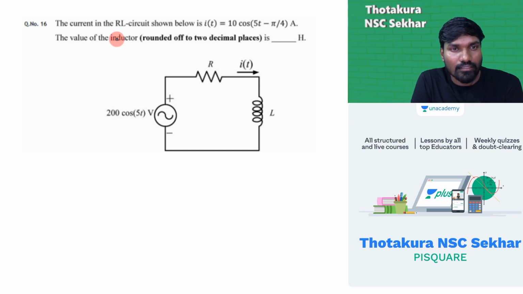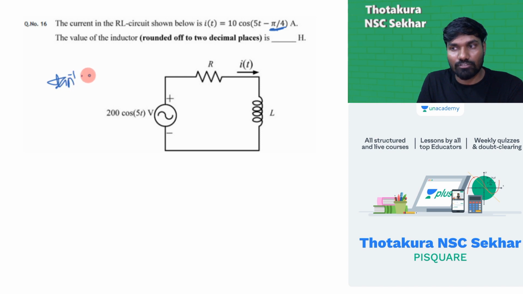The current in the RL circuit is given as 10 cos(ωt minus π/4). The value of the inductor is dash. The current expression is given, and it is asked for the value of L. So what do you observe from this? This is also cos, ωt, the frequency will be the same, we know. The phase shift φ is π/4.